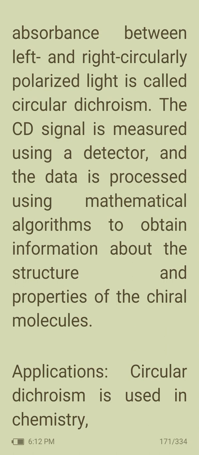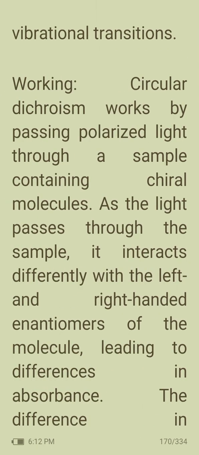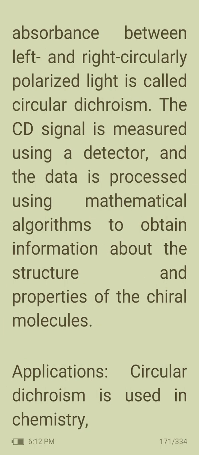First of all, let's learn about the working once again. Circular dichroism works by passing polarized light through a sample containing a chiral molecule. As the light passes through the sample, it interacts differentially with the left and right-handed enantiomers of the molecule, leading to differences in absorbance. The difference in absorbance between left and right circularly polarized light is called circular dichroism. The CD signal is measured using a detector and the data is processed using mathematical algorithms to obtain information about the structure and properties of the chiral molecules.